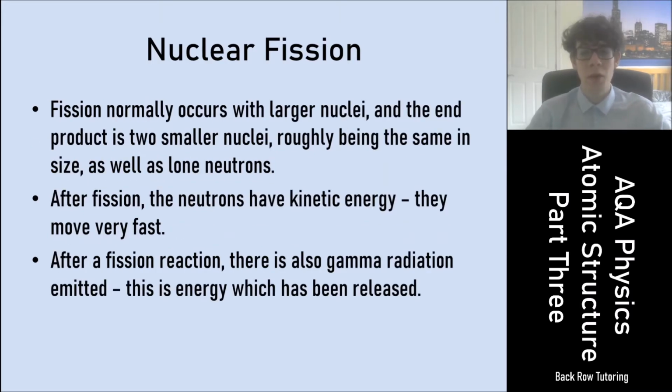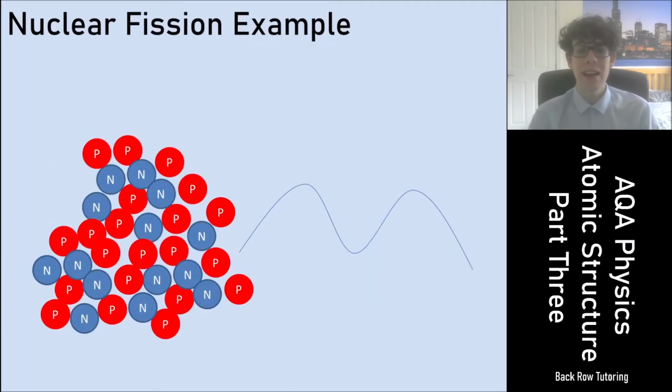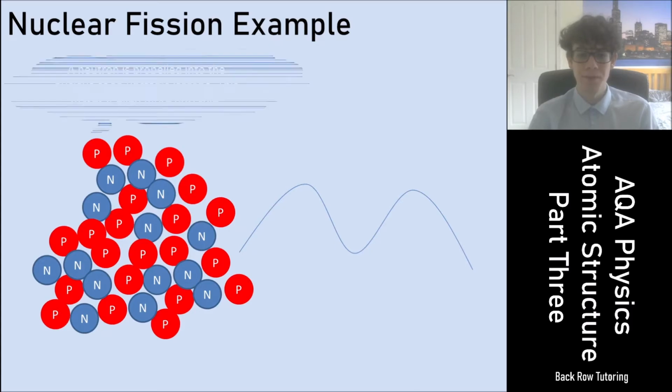Fission normally occurs with larger nuclei, and the end product is two smaller nuclei, roughly the same in size, as well as lone neutrons. After fission, the neutrons have kinetic energy, they move very fast. After a fission reaction, there is also gamma radiation emitted. This is energy which is being released. So, let's have a look at this example of nuclear fission.